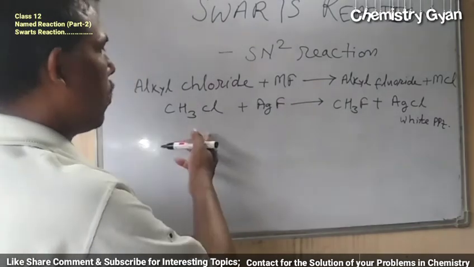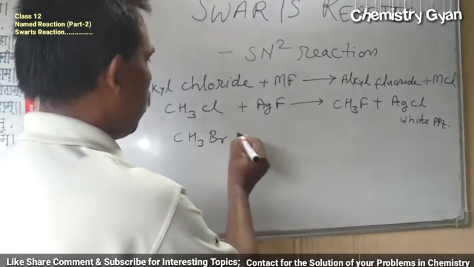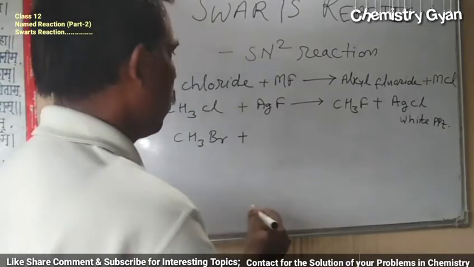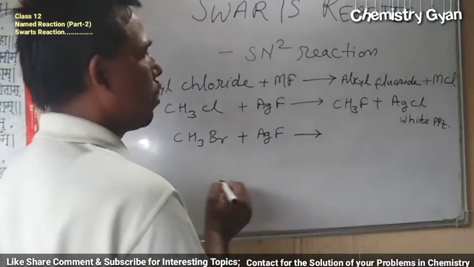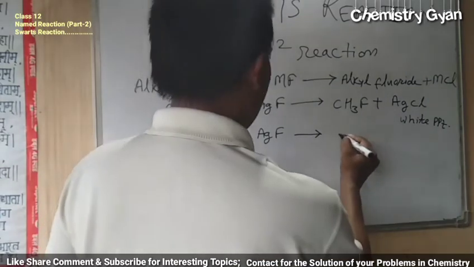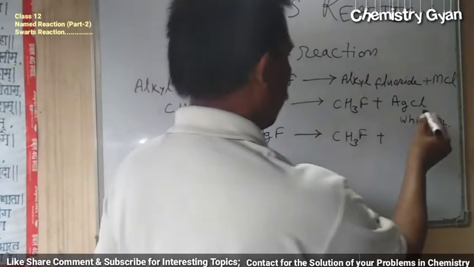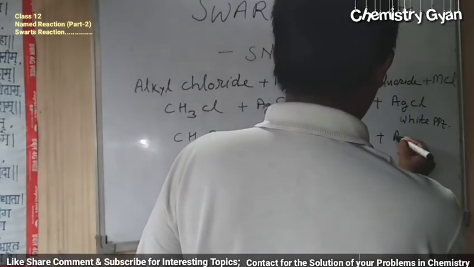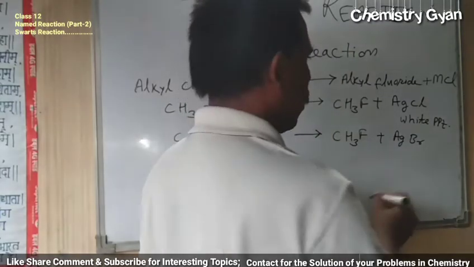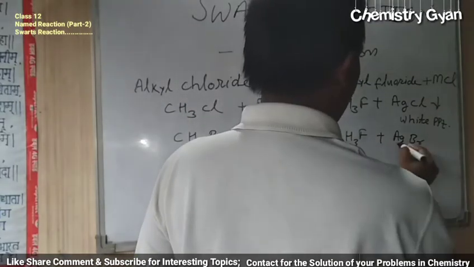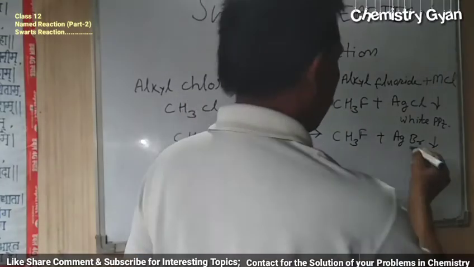Now if you want to take bromine, take CH3Br plus AgF, it gives out CH3F plus AgBr. This is also a precipitate and the color of silver bromide is yellowish.